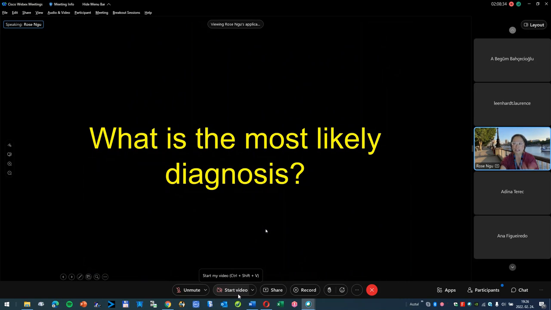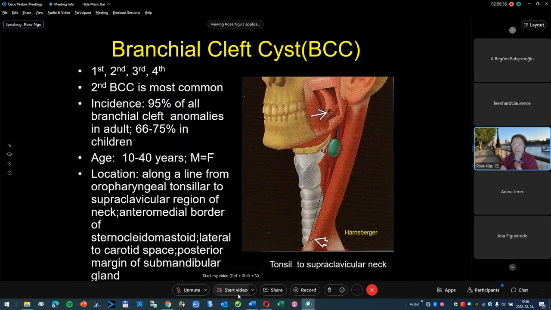So what is the most likely diagnosis for that swelling? Both of them have what is called a branchial cyst. It's very, very common in level two. The second branchial cleft, there are four of them. The second branchial cleft is the most common, accounting for 95% of all the branchial clefts. Okay, common in 10 to 40 years old, equal amount in both male and female.